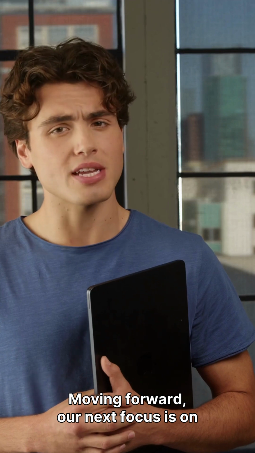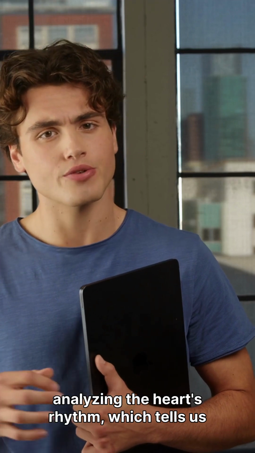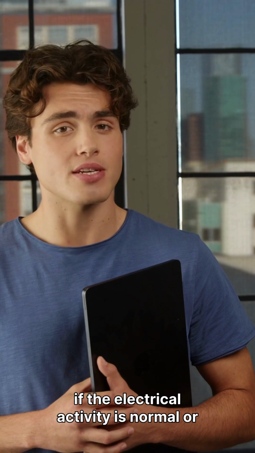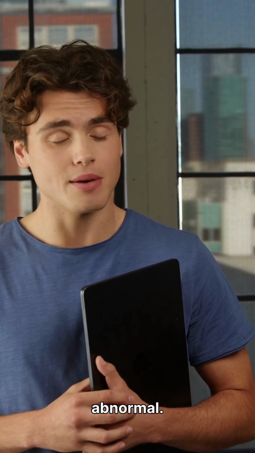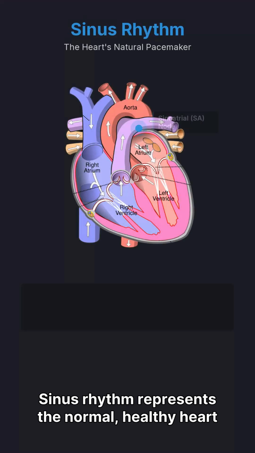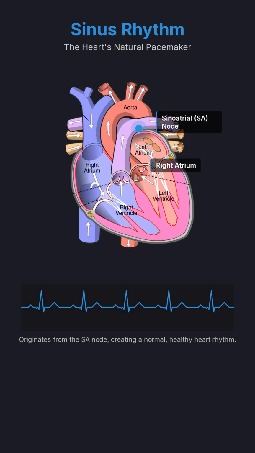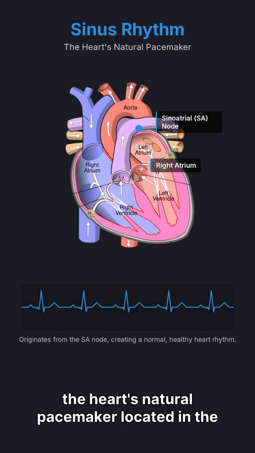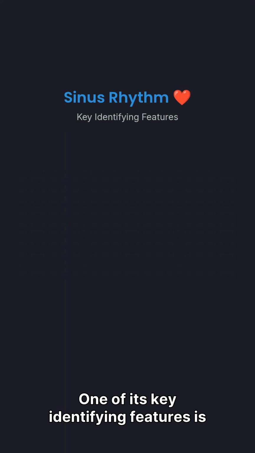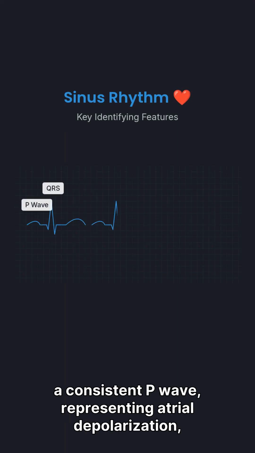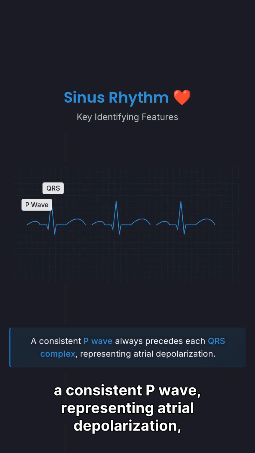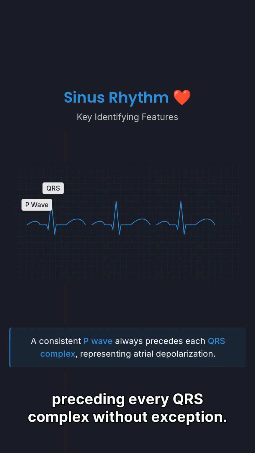Moving forward, our next focus is on analyzing the heart's rhythm, which tells us if the electrical activity is normal or abnormal. Sinus rhythm represents the normal, healthy heart rhythm that originates from the sinoatrial node, the heart's natural pacemaker located in the right atrium. One of its key identifying features is a consistent P wave, representing atrial depolarization, preceding every QRS complex without exception.